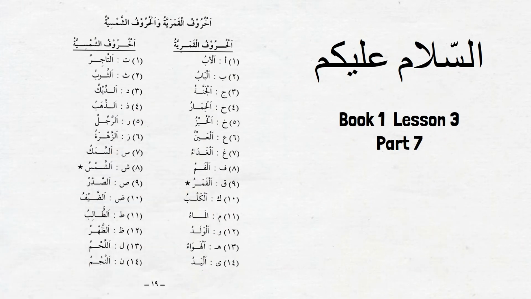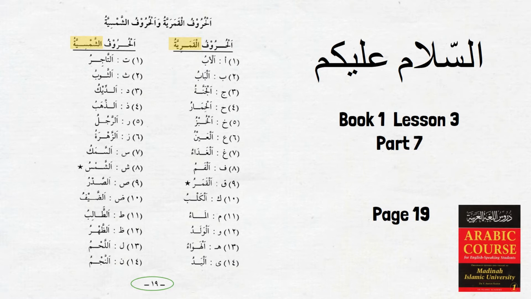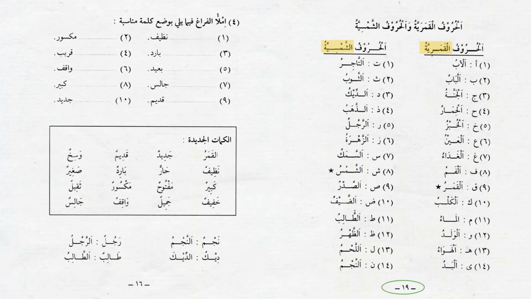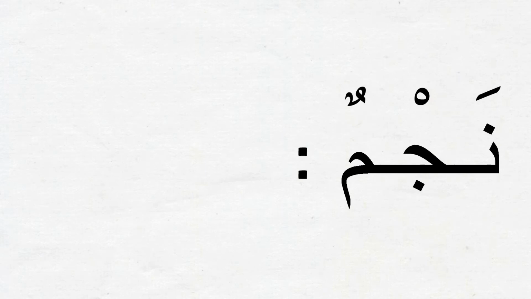Last time we learned about the sun and moon letters, which are called Shamsiyyah and Qamariyya letters in Arabic. Let's now practice this new rule by going through the example problems starting from the bottom of page 16. Here we have a few words starting with Shamsiyyah letters. The first one is Najmun. This is ism and it is nakirah.